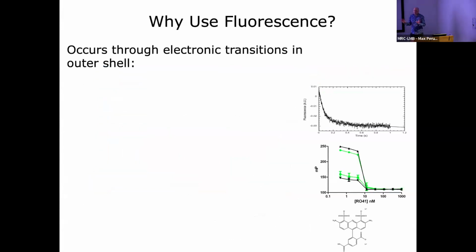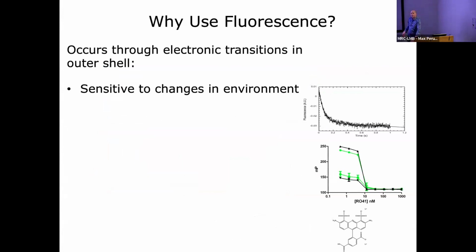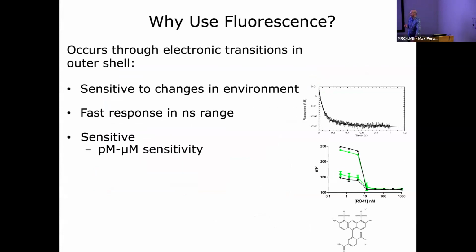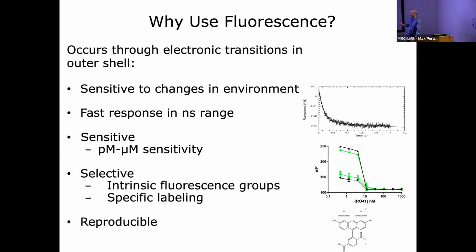So given all those things about fluorescence, we use it. It's energy interacting with matter. It's very, very sensitive to changes in the environment. That's a good thing, but also can be a bad thing if you don't do good controls. It's got a very fast response time. It's very sensitive, down to picomolar. It's very selective if you've got a group or an extrinsic fluorophore. And it's also reproducible, unless you have bleaching. Right.